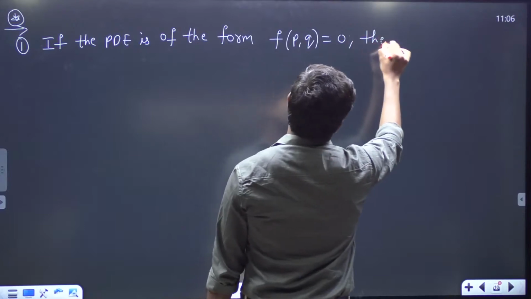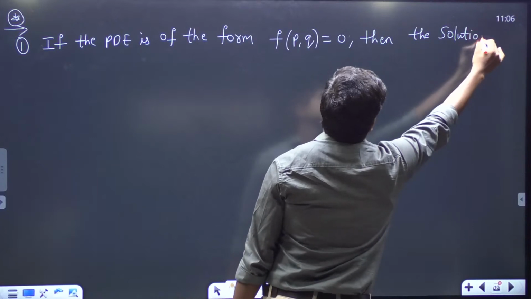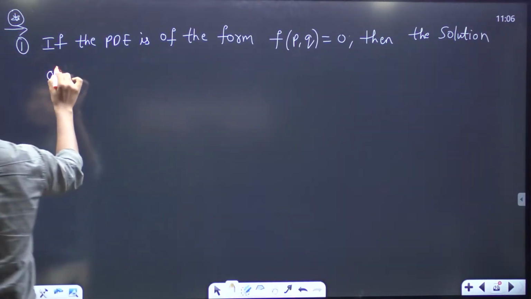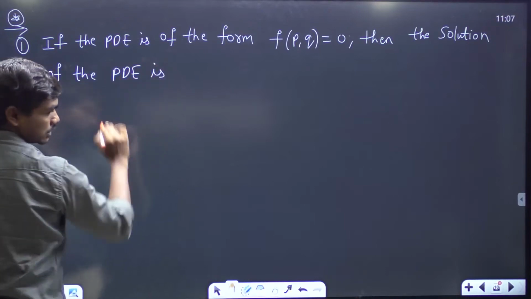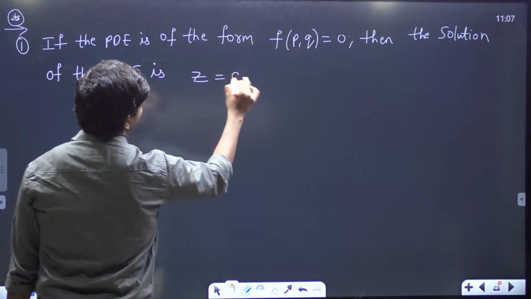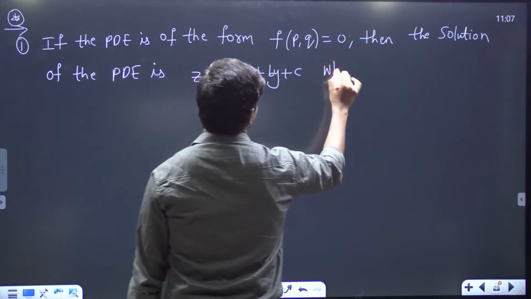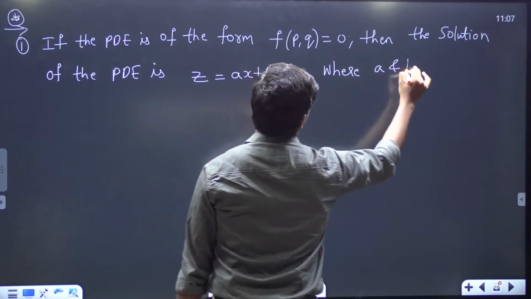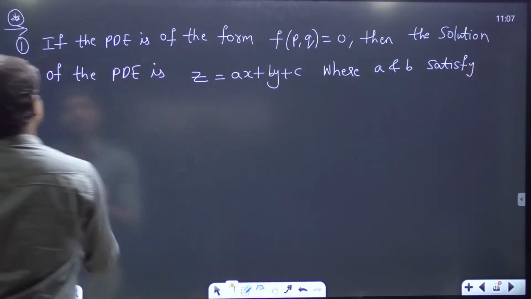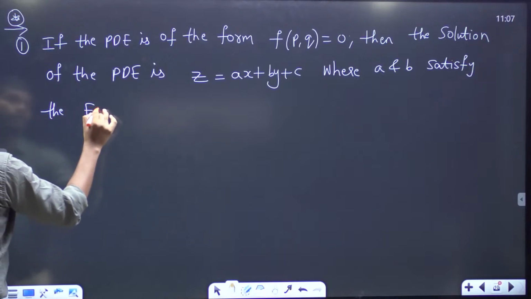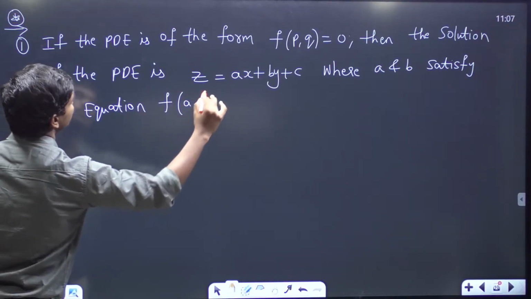Then the solution of the PDE is z is equal to ax plus by plus c, where a and b satisfy the equation f of a comma b is equal to 0.